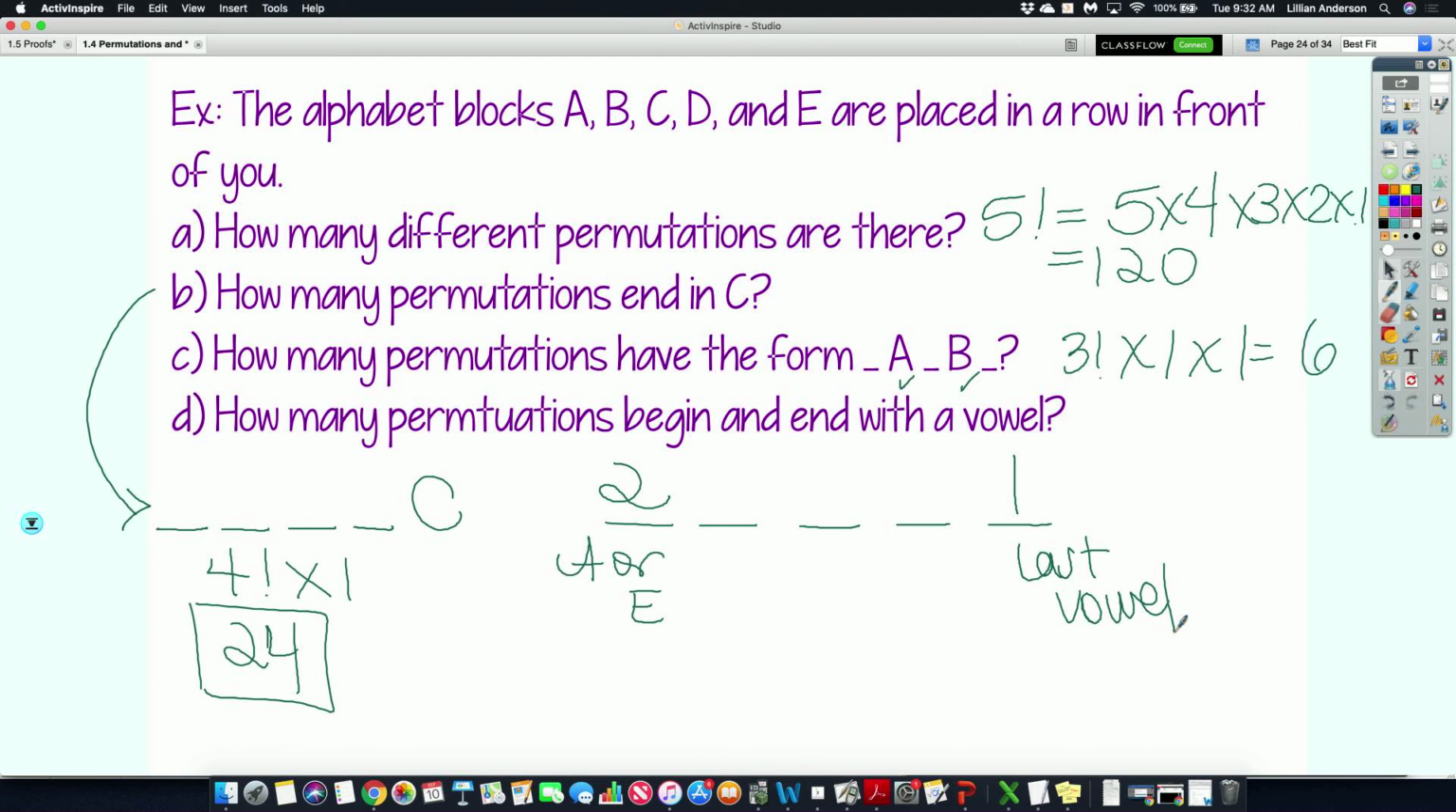And in the middle, what? It'd be 3, 2, 1, because it doesn't matter the different ways that those middle 3 can go. But the first has to begin with a vowel, and the last has to be a vowel. So then that's going to be 2 times 3 factorial times 1, and your answer is 12. I got something right. Good job. Questions? You understanding?